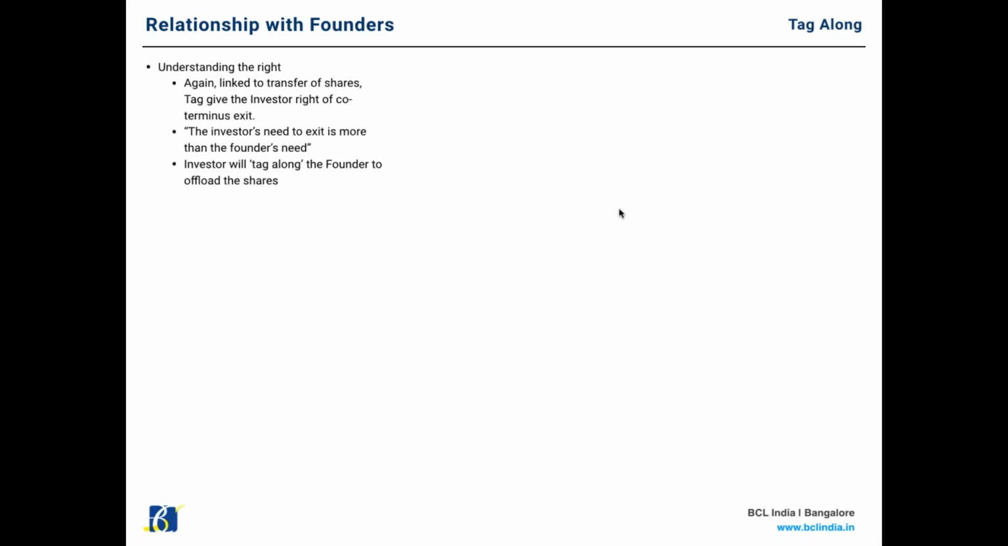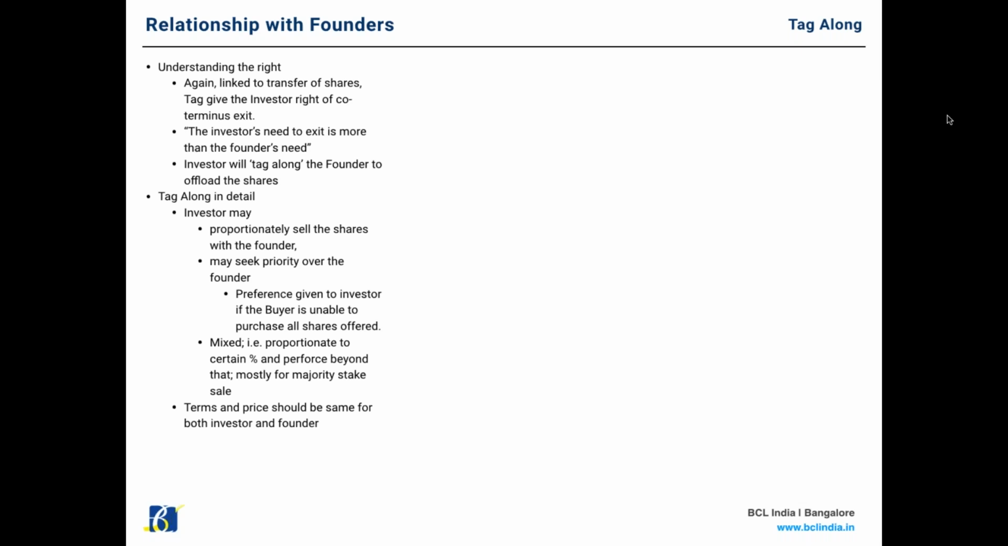Relationship with founders, again continuing, tag along right. Now tag along right basically means that the investor has the right to tag along with the promoter to sell his shares. Now again, this is linked to transfer of shares. If the investor wants to exit the company, the investor's need to exit is far greater than that of the promoter, right? Because the investor would want to make his returns and get out.